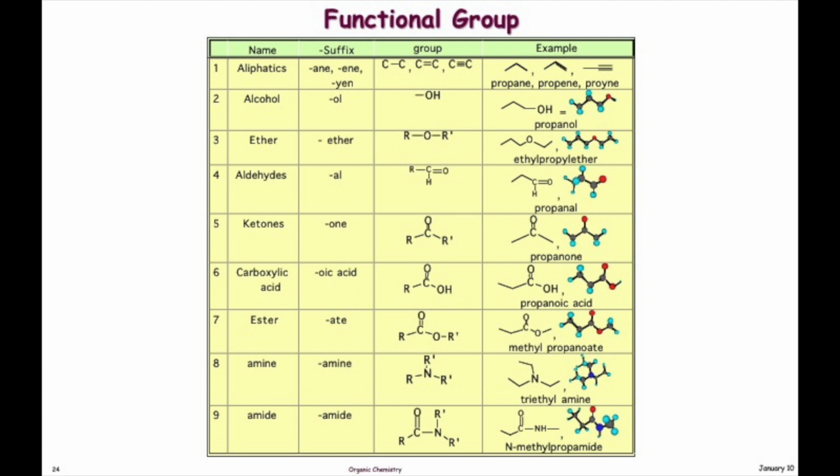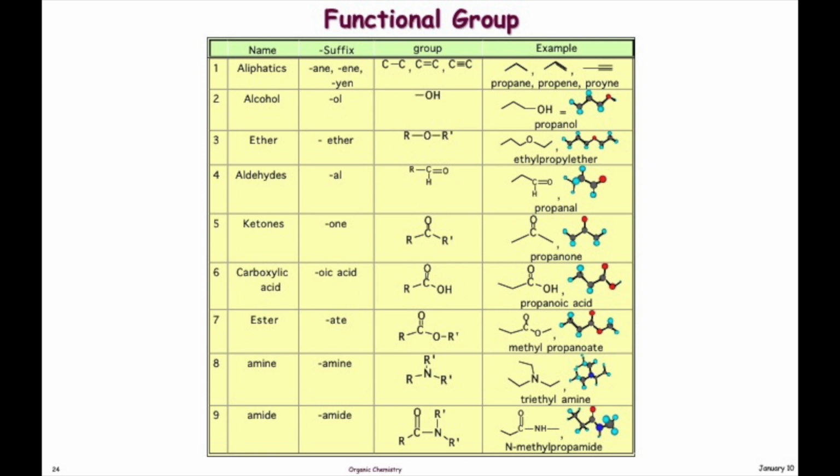This one right here is a ketone. A ketone's an oxygen in the center. Okay, it's not at the end. Carbon double bond oxygen in the center. The ending is ONE. That's the suffix. Okay? A carboxylic acid has this structural motif right here. It's got ic acid at the end. Formic acid, acetic acid, butanoic acid. Ic acid tells you it's a carboxylic acid.